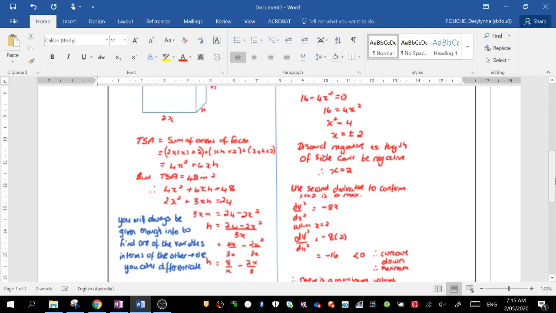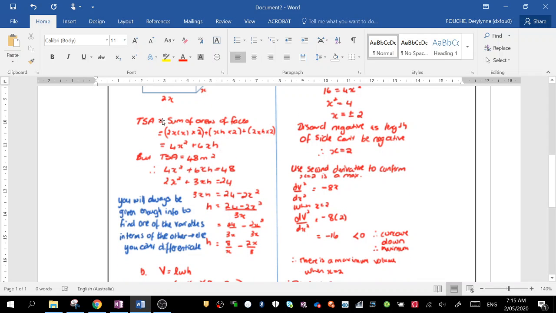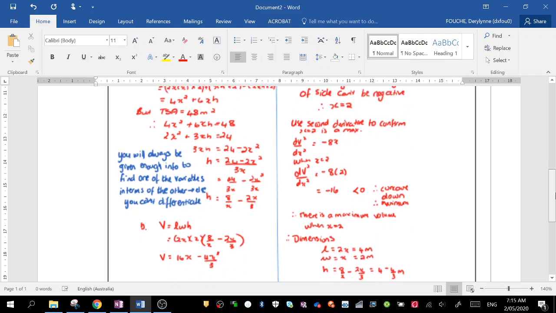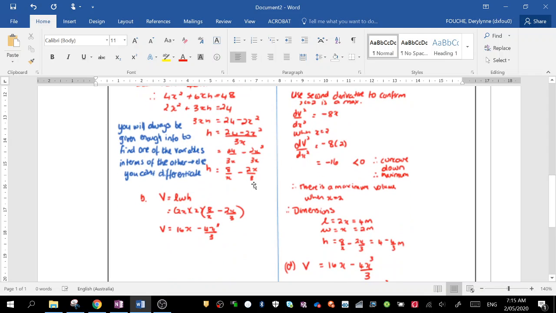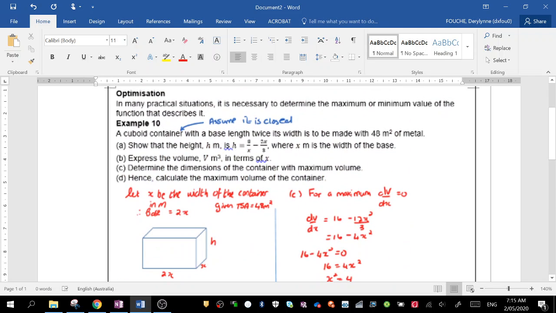All right. I've then found my total surface area. I've equated it to the given value, and over here where I had 24 minus 2x squared over 3x, I actually split it into two separate fractions, and then I could further simplify it to get the value that they had found.